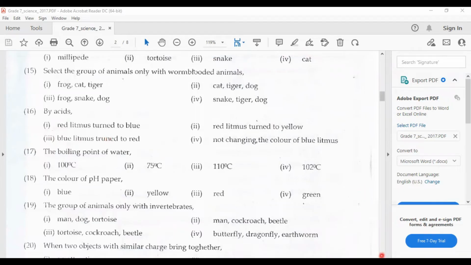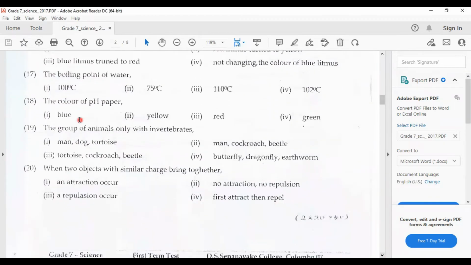The boiling point of water. It is 100 Celsius. Next, the color of pH paper. It is yellow color. The group of animals only with invertebrates. Answer number 4. Dragonfly, earthworm. These animals have no backbone. 20. When two objects with similar charge are brought together, we can see a repulsion. So answer number 3, a repulsion occurs.